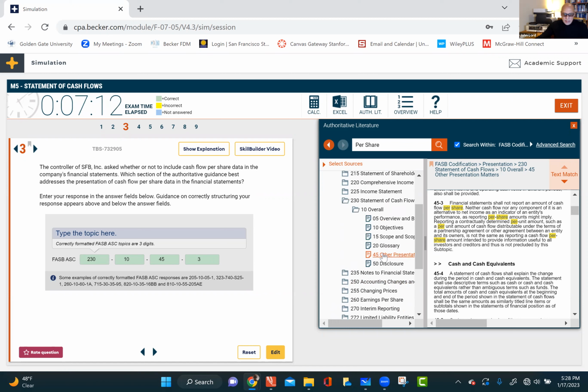And then again, like I was saying, since they're asking about should you display statement of cash flow, you're thinking, okay, presentation 45. If you couldn't find the exact area in there for the question you asked, you could just guess the paragraph and you would get partial credit for what you put down correctly.